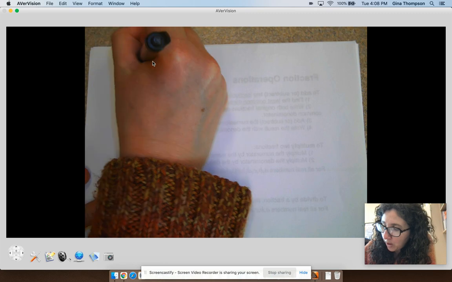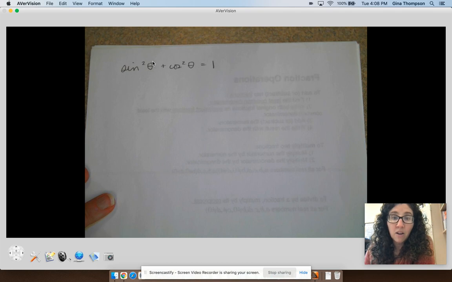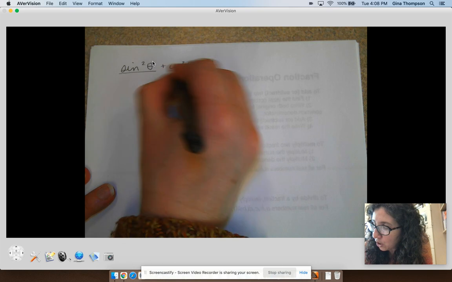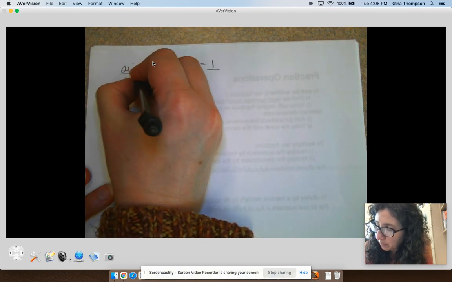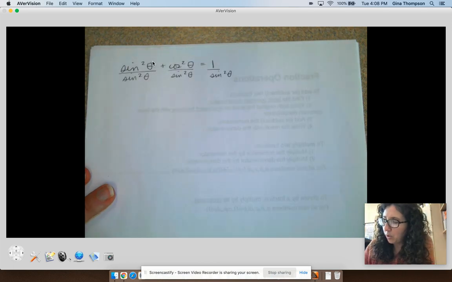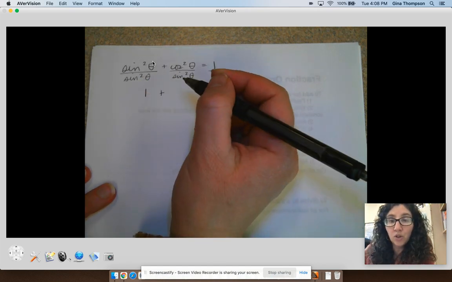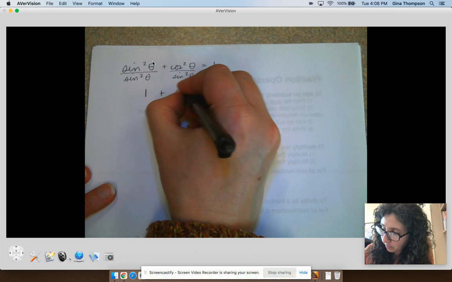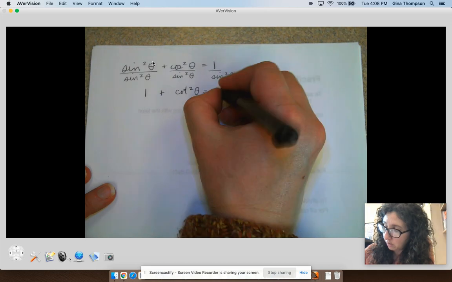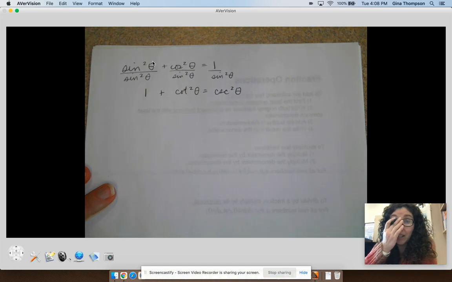If you have sine squared theta plus cosine squared theta equals 1. Okay, there's our main Pythagorean identity. All right, let's divide all these terms by sine squared. Okay, what do we get? This is just 1. Cosine squared over sine squared, that's cotangent squared, right? And 1 over sine squared is cosecant squared. There we go. There's our second Pythagorean identity.